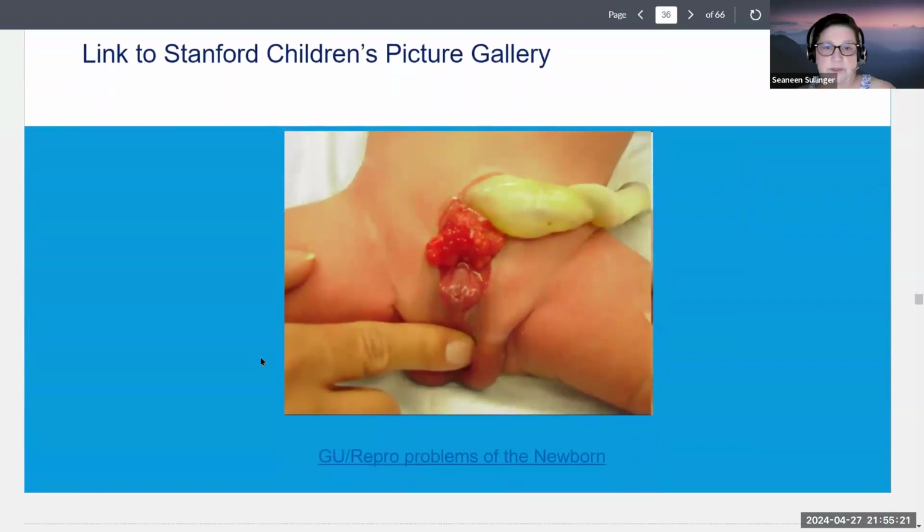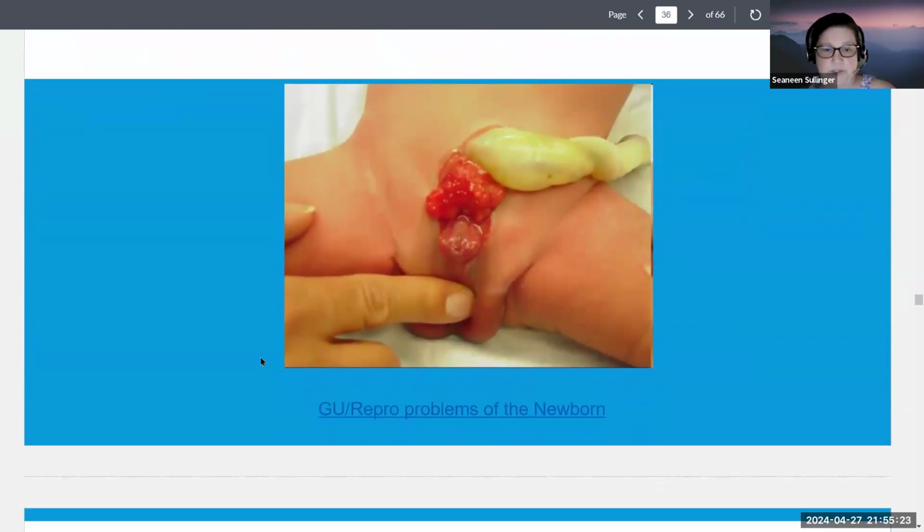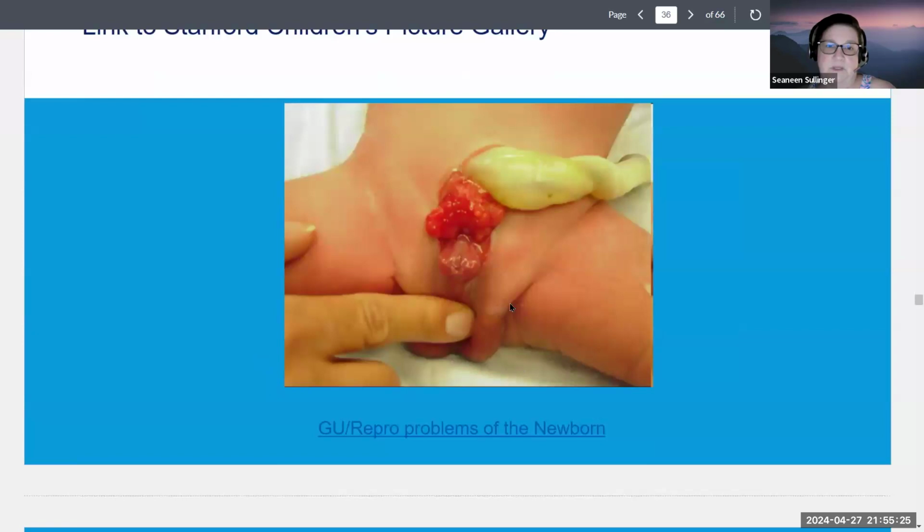This should look to be somewhat of a familiar picture. This would be epispadias, so openings on top, and then this is actually the bladder wall that's coming out. There's the umbilical cord right there as well.